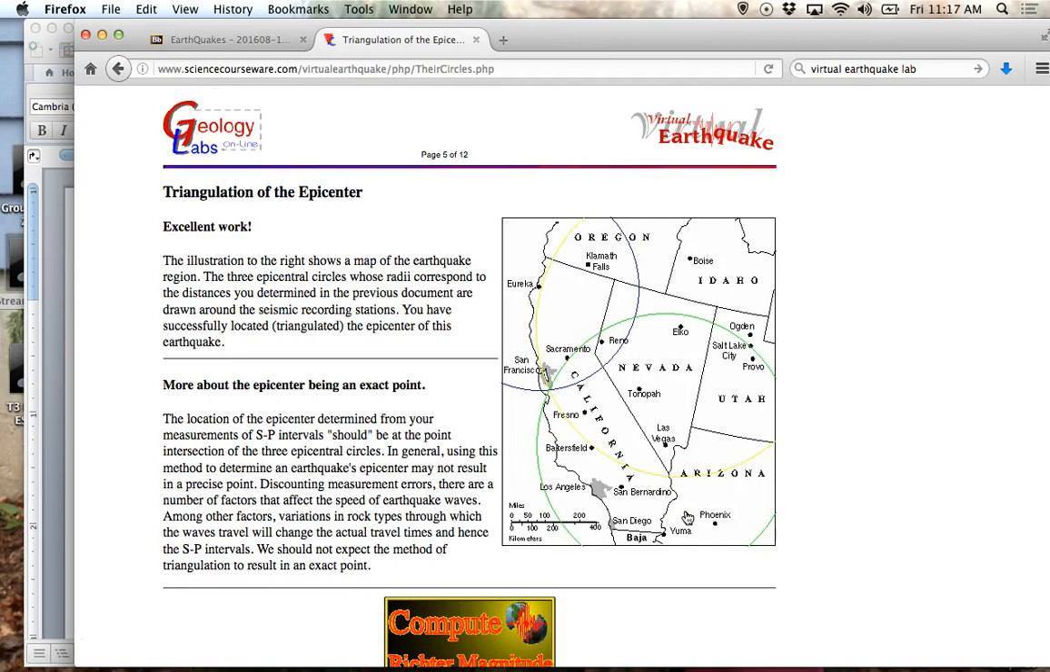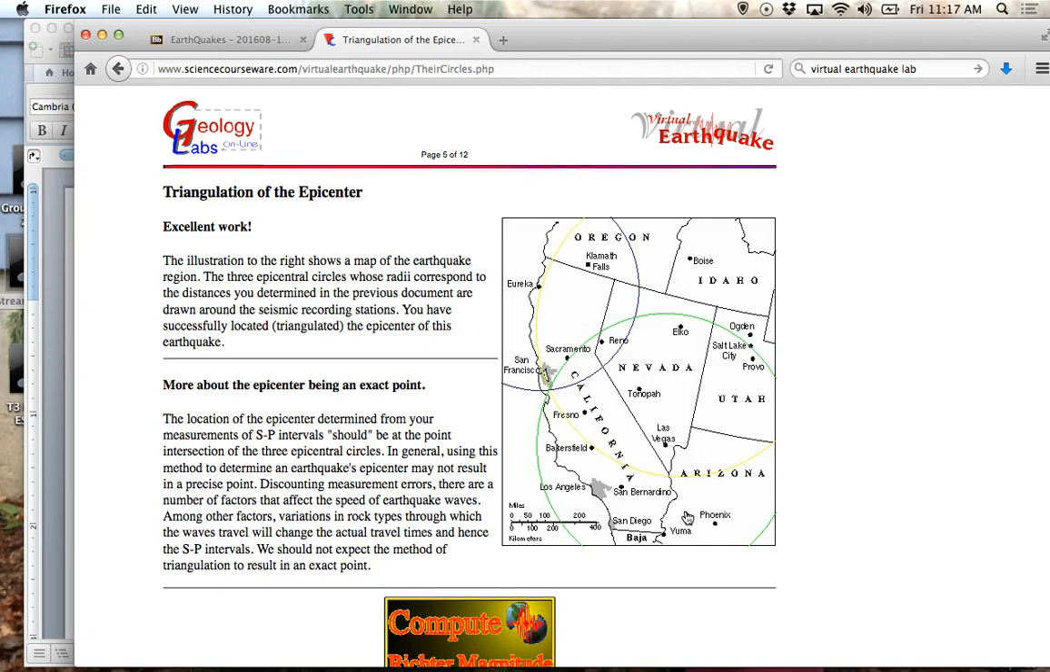Excellent work, you guys. The illustration to the right shows a map of the earthquake region. Here's something I neglected to tell you, but it's a perfect time to tell you now. When a seismograph receives a signal, a hit, it's really easy to calculate how far away it came from. We just did it real quick. What it doesn't tell you is what direction it came from, and that's why we have to do this. All it tells you is a radius. 300 miles in any direction we hit a wave from.